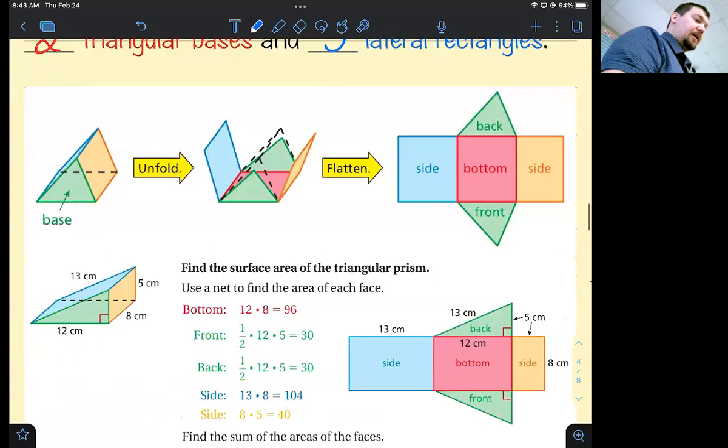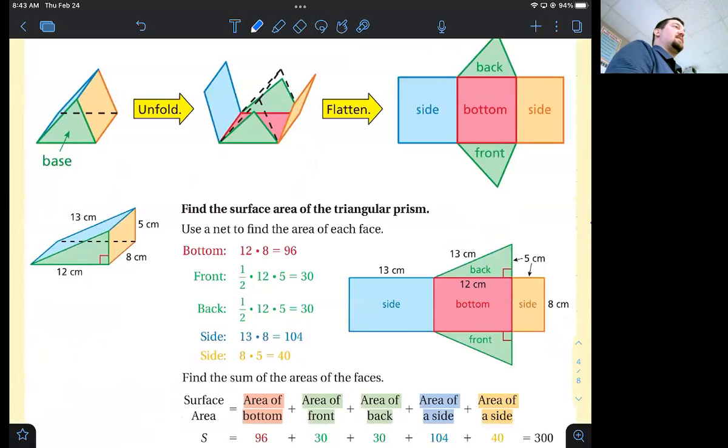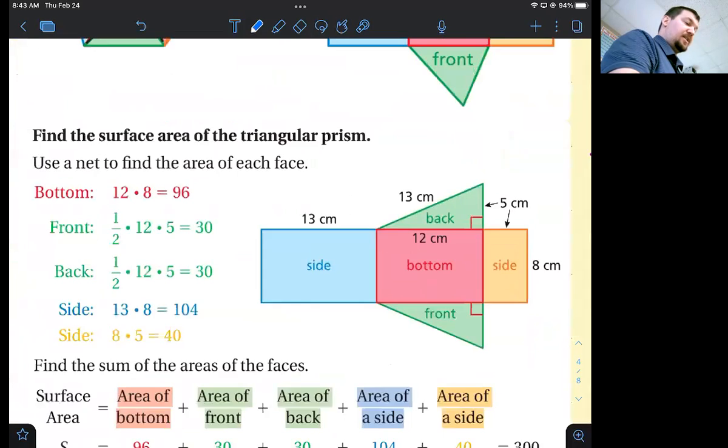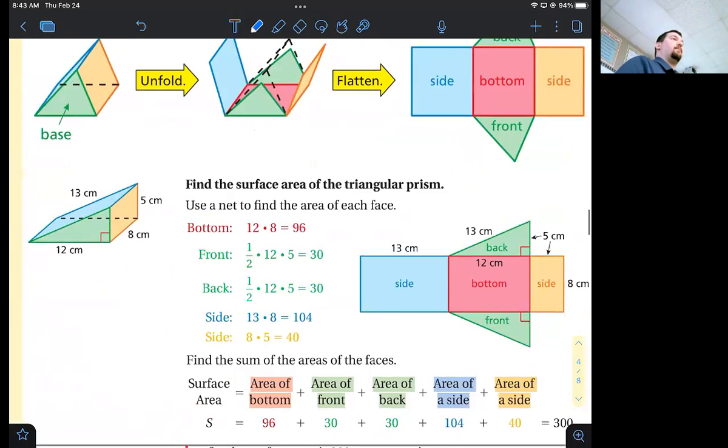To find the surface area of a triangular prism, you have 1 less side to do. You find the area of the, they started with the bottom. Sure, we'll start with the bottom. The bottom side is 12 by 8. Maybe you can see it better there in red, 12 by 8. That's 96.